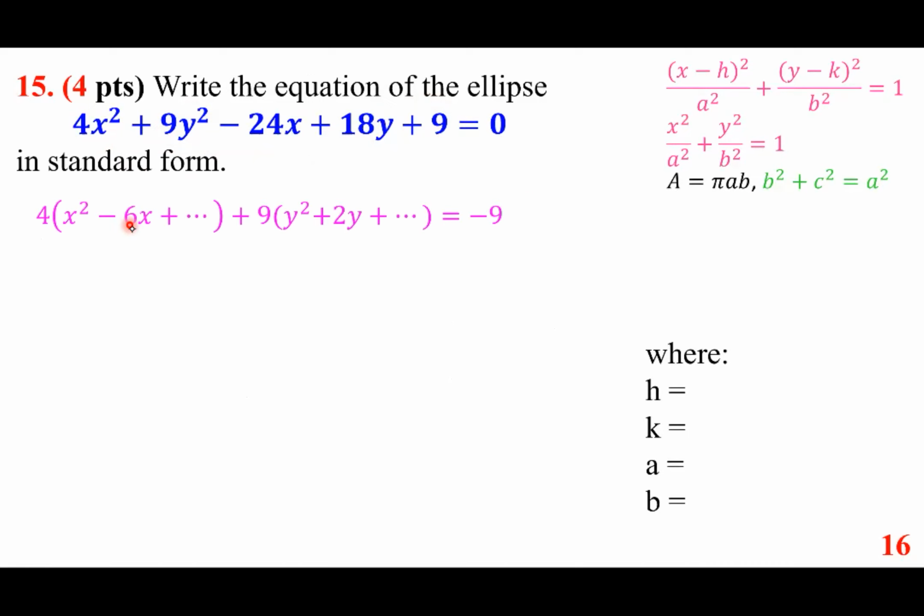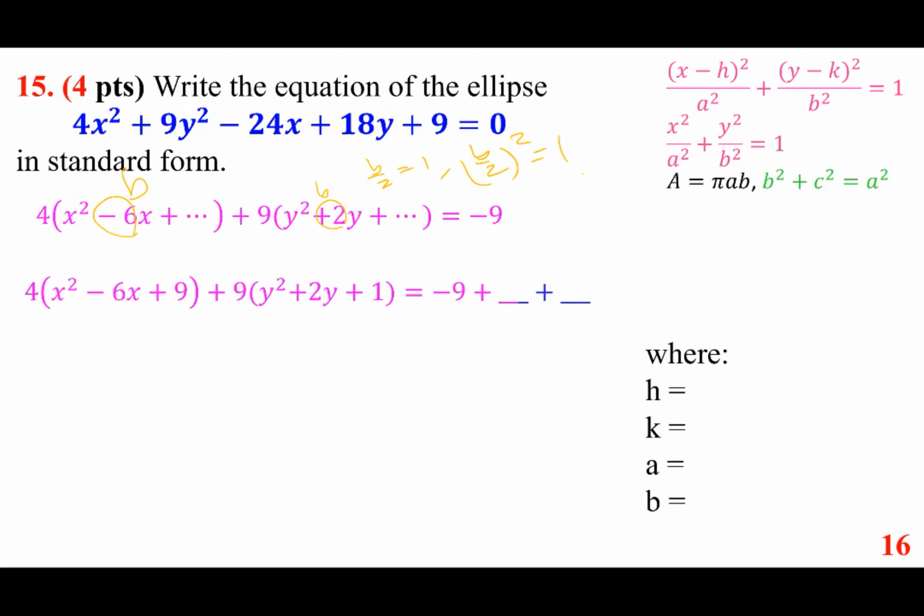Now, B, I want to make sure everybody can see this is B. Half of that is negative 3, and you square it, you add 9 to both sides. In this case, B is 2. So let's write that. This is B, B over 2 is 1, and B over 2 squared is 1. So you add 1 to both sides. Now, I wanted to show you that.